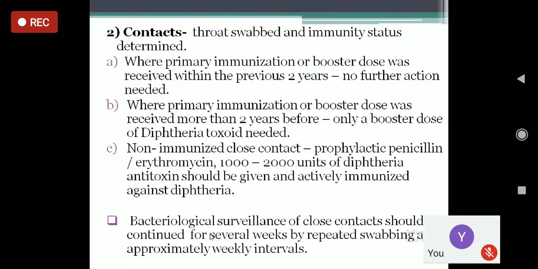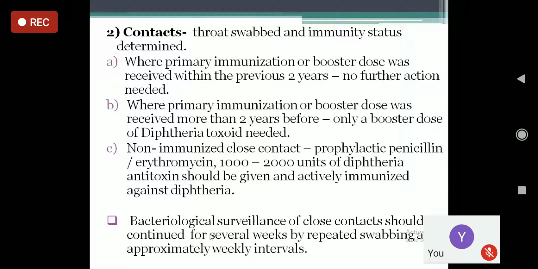For contacts: now there is an active case in the family, so the other family members are the contacts. Their throat swab should be collected and their immunity status should be determined by doing the Schick test. If they have taken the primary immunization during their childhood, or a booster dose was received within the previous 2 years... See, booster doses are given in the Western countries. In Nepal, we don't give a booster dose for diphtheria. We just give primary immunization. But in Western countries and India, they give a booster dose.